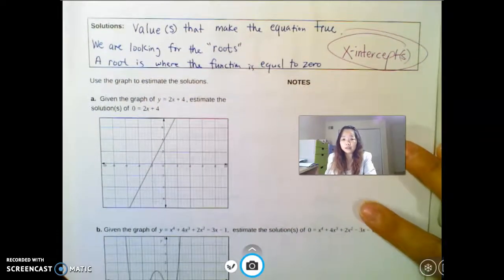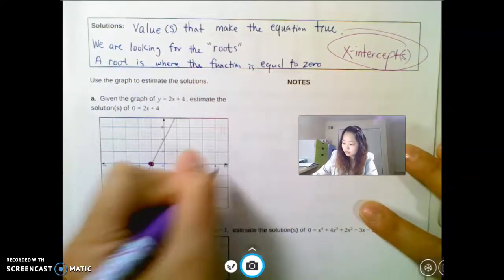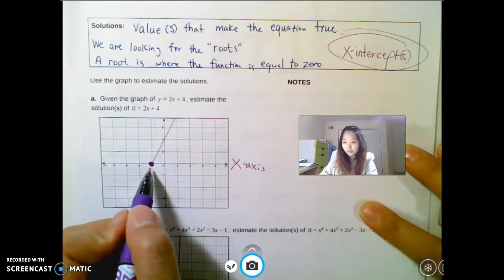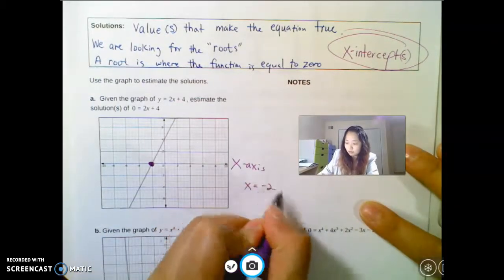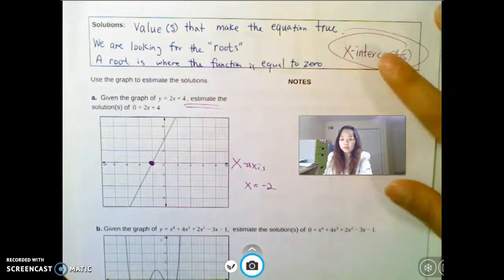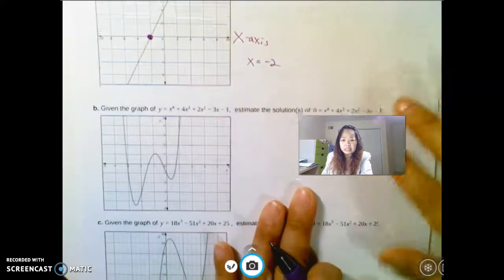So take a look at these 3 examples. Given the graph, y equals 2x plus 4, estimate the solution. We're looking for the x-intercept. How many do you see? I see one. Do you see one? Where is it? Right there. This is the x-axis. X-intercept, just that one. What number is that? -2? Yeah, done. And we're really estimating. So given the graph, it takes, I don't know, maybe 10 seconds.